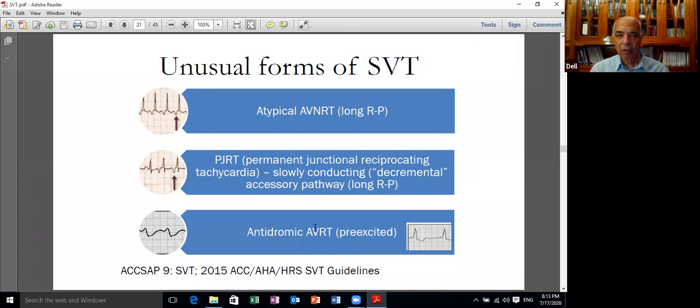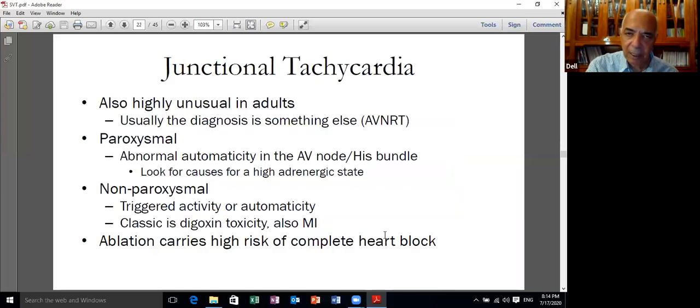And the third unusual form of supraventricular tachycardia produces a wide complex tachycardia, which is antidromic AV re-entry tachycardia. The impulse conducts down the accessory pathway to activate the ventricle and upward through the AV node, so it produces a wide QRS tachycardia, one of the differential diagnoses. Obviously, if you have heart disease, then most likely wide QRS tachycardia is ventricular tachycardia. If you don't have heart disease, then you might think of different possibilities. One of them is antidromic AV re-entry tachycardia.